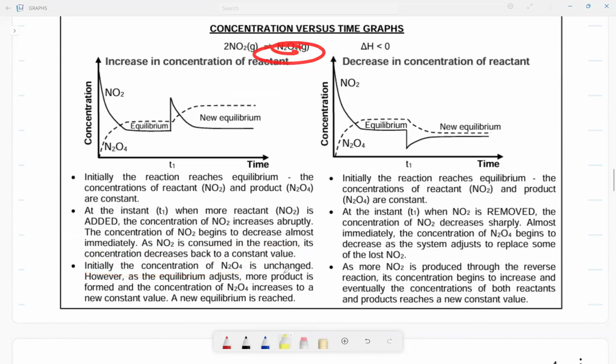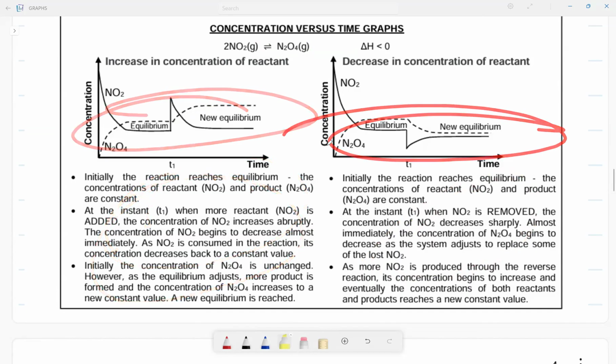They did not affect it. However, as the equilibrium adjusts, more product is formed and the concentration of N2O4 increases to a new constant value. Because now we favor that reaction, it means the concentration of these should increase. Similarly for this one, I won't read them. In an exam, they will say use Le Chatelier's principle. This is just explaining to you what's happening, and I already did that.